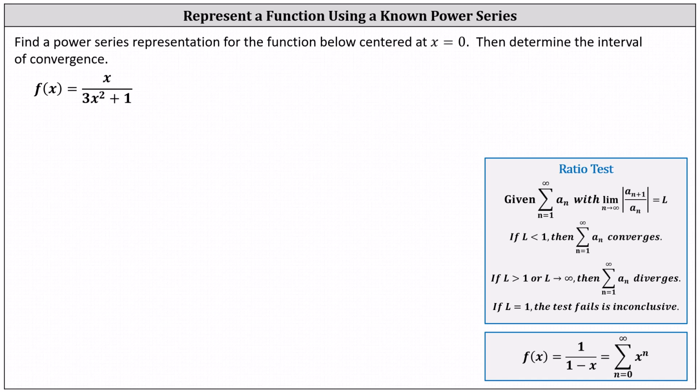Find a power series representation for the function below centered at x equals 0, then determine the interval of convergence. We have f of x equals x divided by the sum of 3x squared and 1.